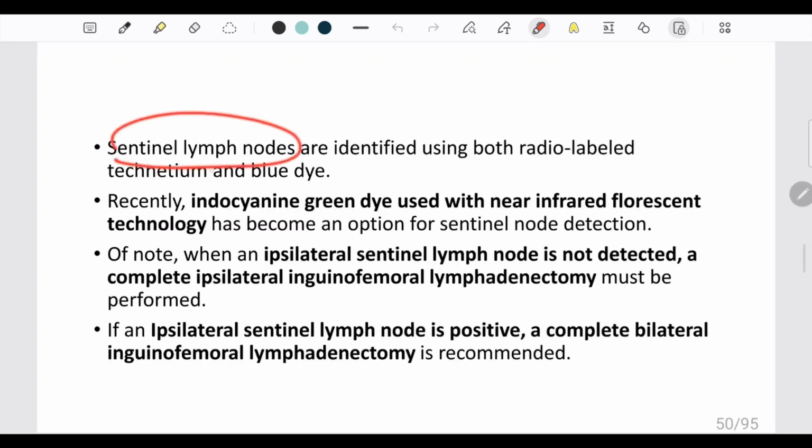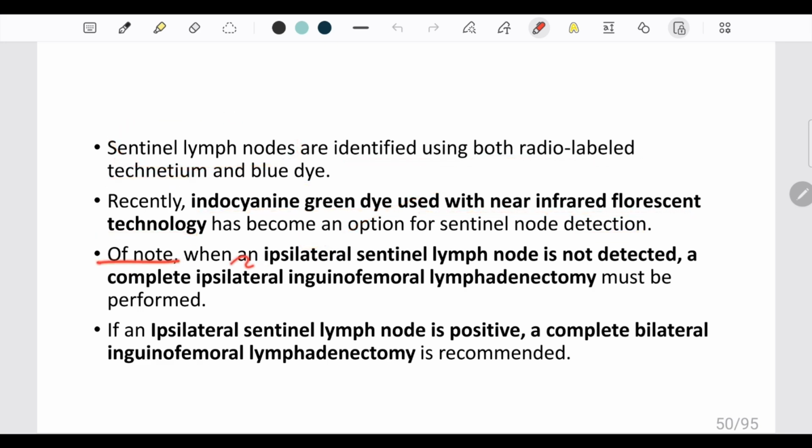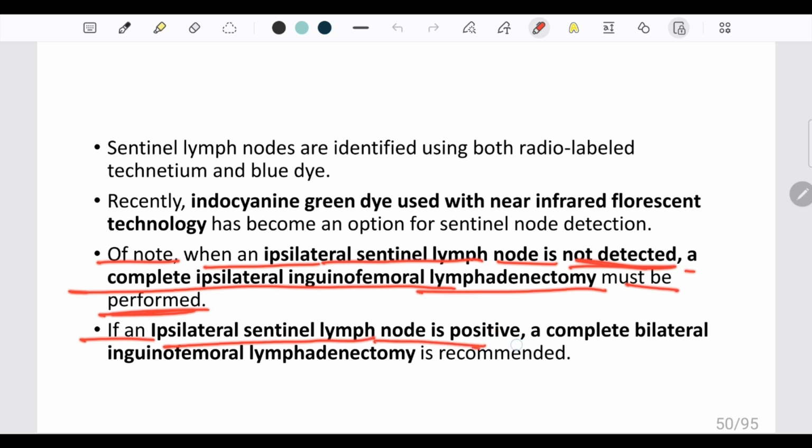Sentinel lymph nodes are identified using both radio-labeled technetium and blue dye. Recently, ICG dye with near infrared fluorescent technology has become an option for sentinel node detection. Of note, when an ipsilateral sentinel lymph node is not detected, a complete ipsilateral inguinofemoral lymphadenectomy must be performed. If an ipsilateral sentinel lymph node is positive, then a complete bilateral inguinofemoral lymphadenectomy is recommended.